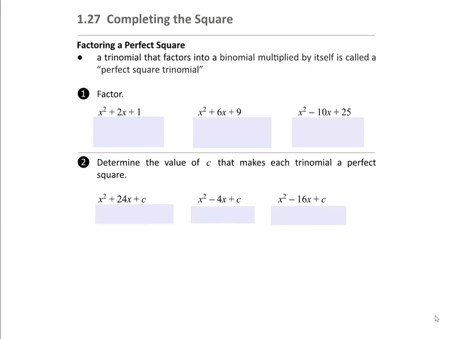Like I said, I was going to teach you how to do this. I didn't do it last lesson. That's why we're doing it this lesson. Factoring a perfect square is actually really easy. A trinomial that factors into a binomial multiplied by itself is called a perfect square trinomial.